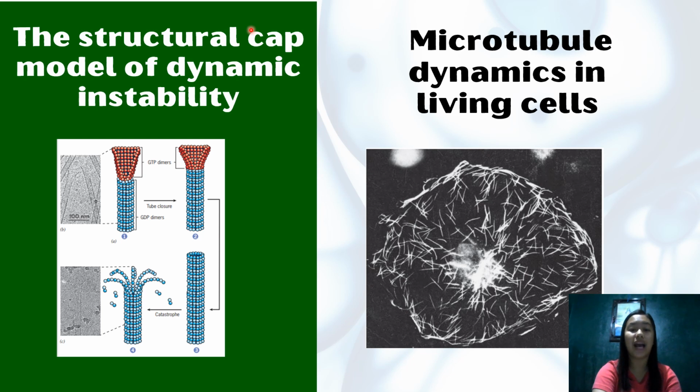Next, the structural cap of dynamic instability suggests that the growth or shrinkage of a microtubule depends on the state of tubulin dimers at its plus end. In a growing microtubule, an open sheet with tubulin GTP subunits is present. As the microtubule grows, the sheet closes, leading to GTP hydrolysis. Once closed, only tubulin GDP subunits remain, causing outward curling and catastrophic shrinkage.